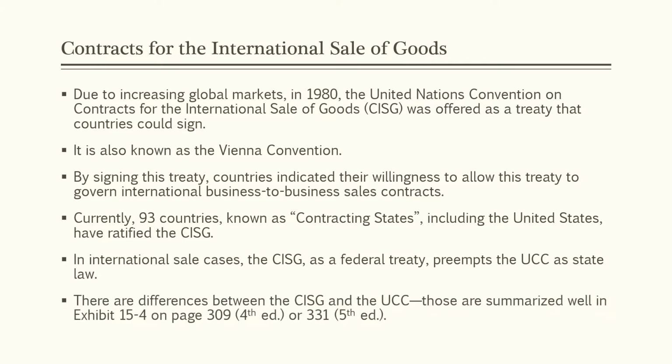There are differences between the CISG and the UCC. Those are summarized well in Exhibit 15-4 on page 309 of your textbooks. Now, one of the biggest differences between the CISG and the UCC is that the CISG does not govern consumer contracts. It only governs business-to-business contracts. If you know that, and if you know the main differences from Exhibit 15-4, you will do fine for testing purposes.